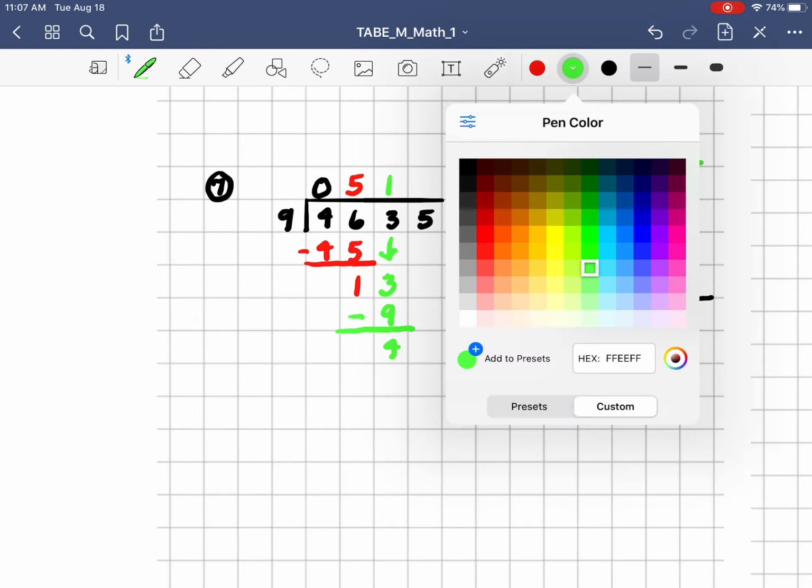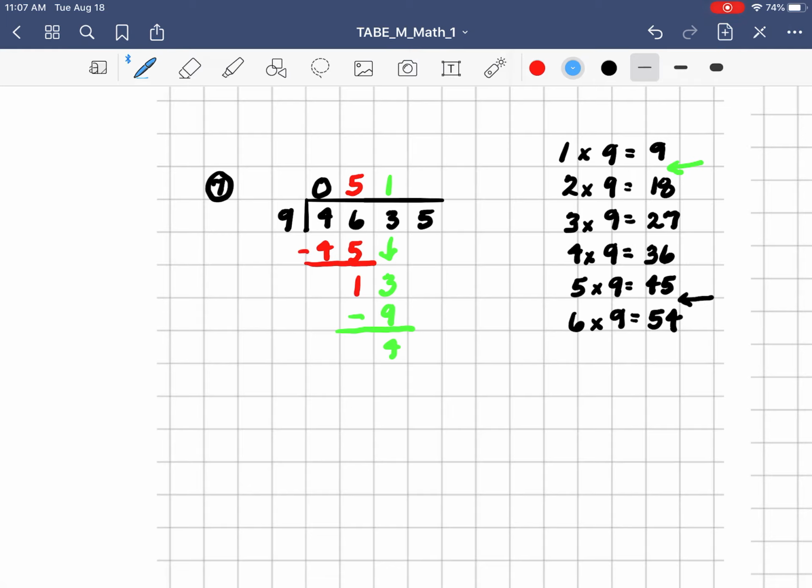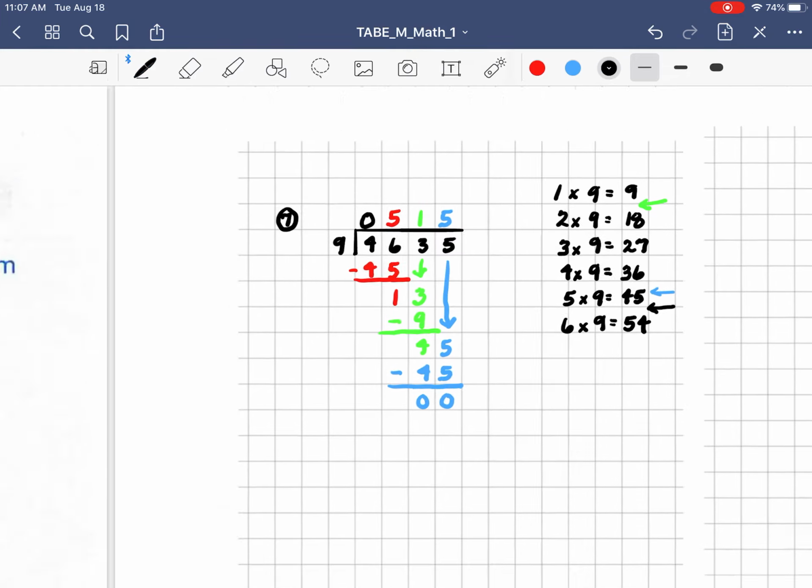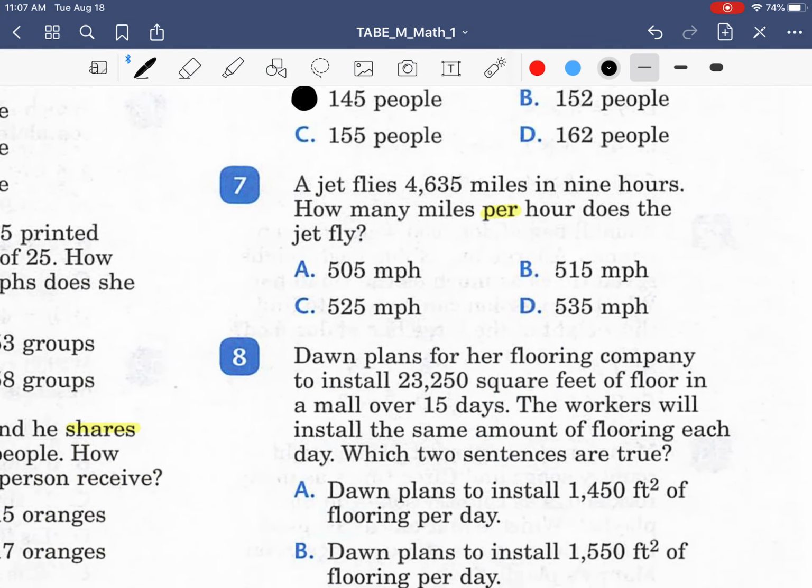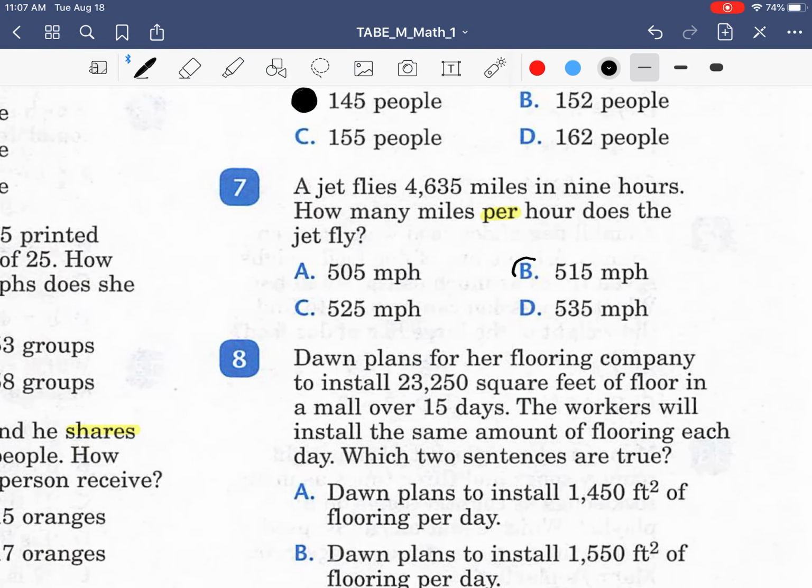And bring down your 5 that's sitting up there. Have to use all the numbers. And this one should give us an even one. 9 into 45 is 5. So 5 9s are 45. Nothing left over down here. So the jet is traveling 515 miles an hour. That is very fast. And that is also B, 515 miles per hour.